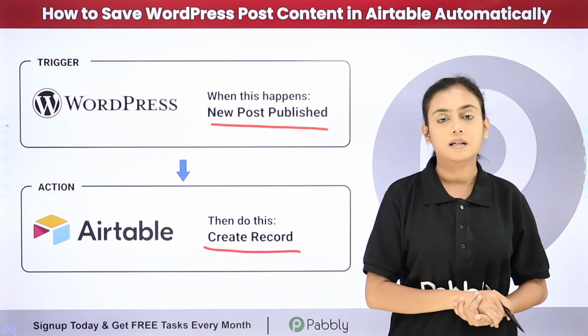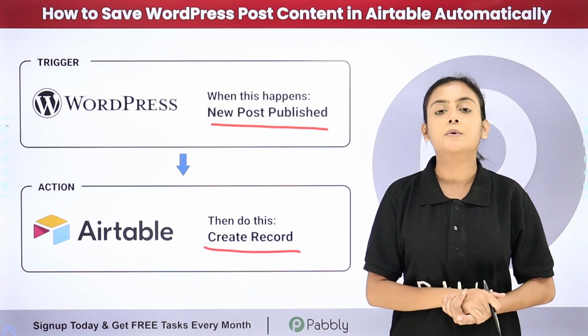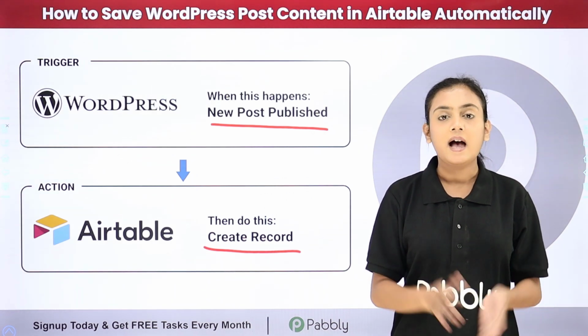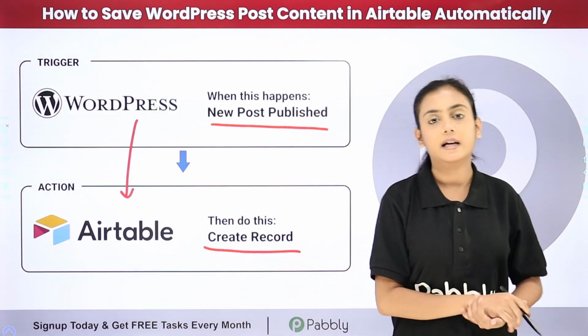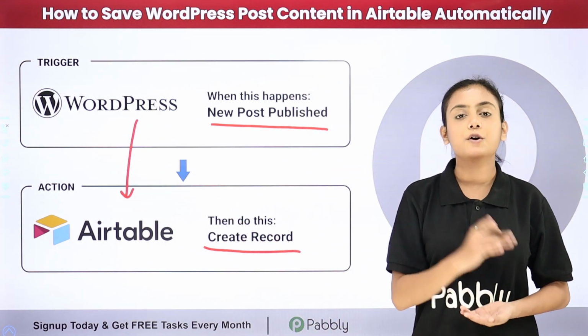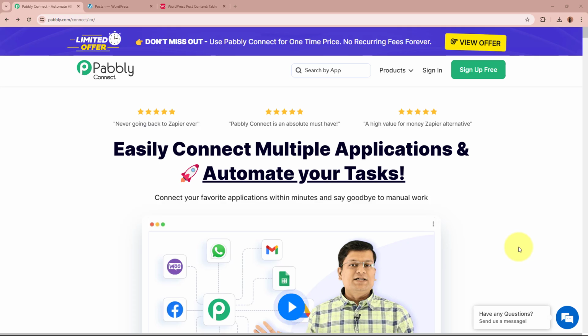is going to be created in my Airtable, like the post title, the URL, the content that I've posted, the status and the date. And for that we are going to create an automation between WordPress and Airtable with the help of Pabbly Connect. So if you want to learn about this amazing automation, then let me take you all to my screen. Welcome to my screen.